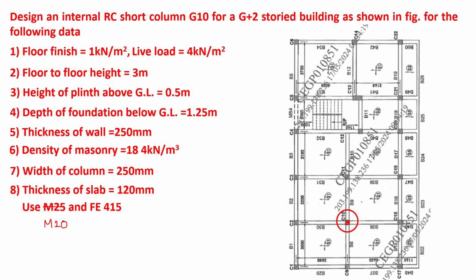Now I will consider only the slab which is around this C10. So we have this slab around C10, that is S1, S1, S1, S1. Now we have these dimensions: 3000, 3200, 3540, 3650. These are the dimensions of the slabs which are around this C10.